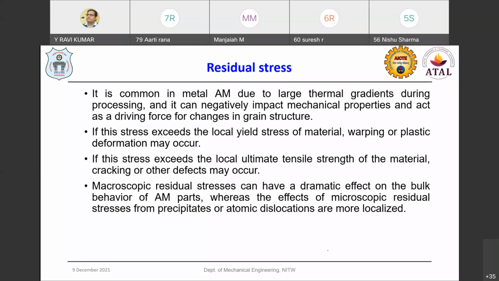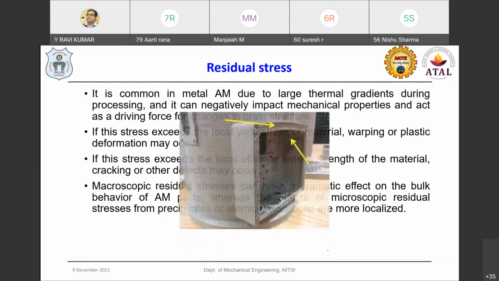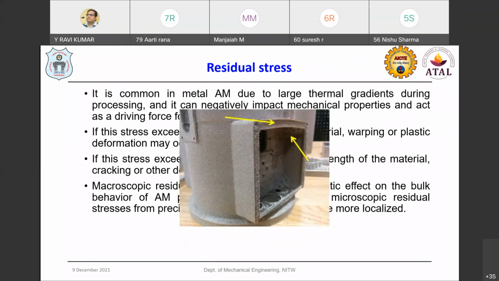That kind of macroscopic residual stress can have a dramatic effect on the bulk behavior of the AM parts, and needs to be addressed by changing the deposition strategies, or by the heat treatment process. Further heat treatment can minimize those residual stresses in the components. You can see this kind of deformation taking place in the fabricated component.